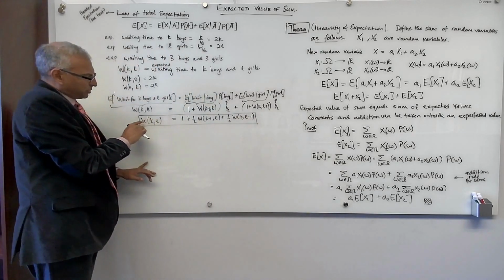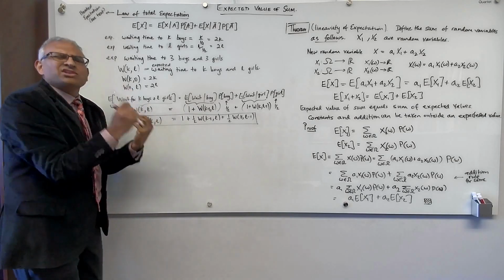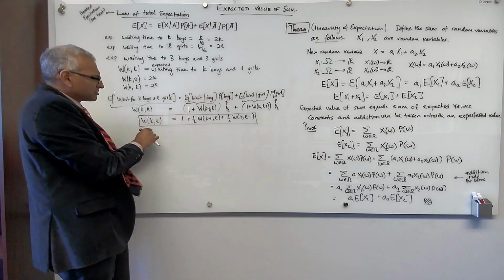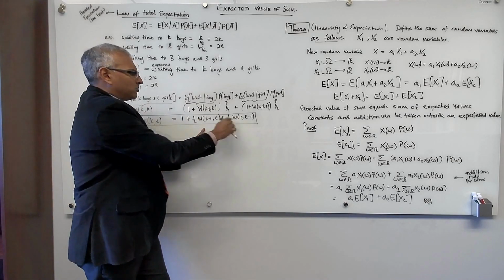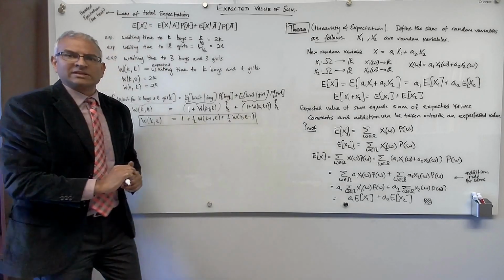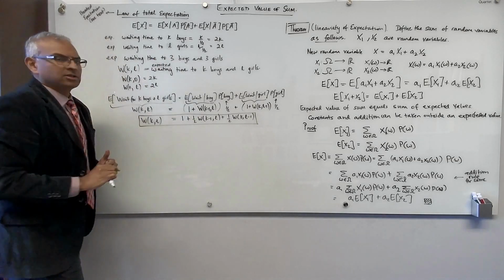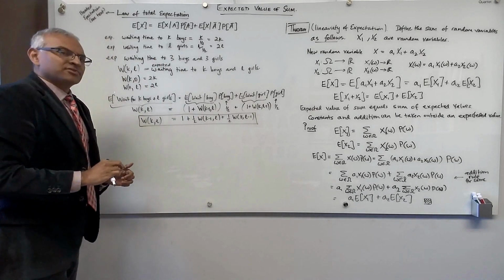It tells us how to compute the expected waiting time to K boys and L girls. It doesn't actually tell us how to compute it directly. It just says it's related to smaller problems: waiting for K minus 1 boys and L girls, or waiting for K boys and L minus 1 girls. So let's see how we can use this to compute the expected waiting time to 3 boys and 3 girls.